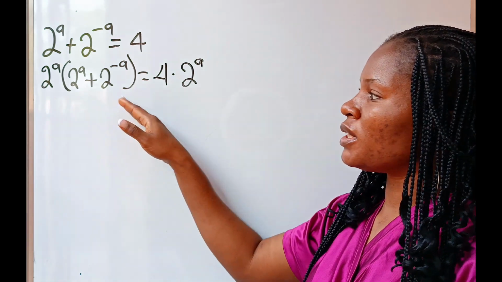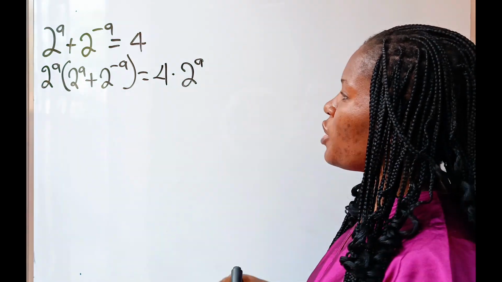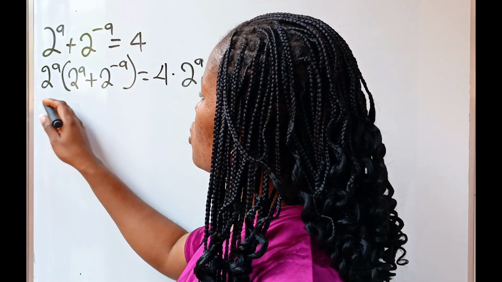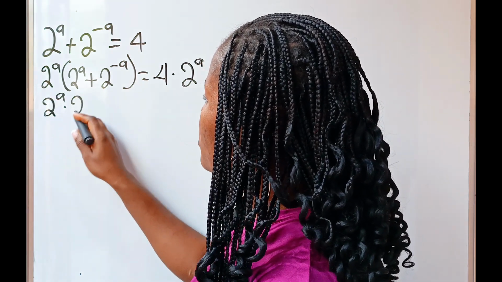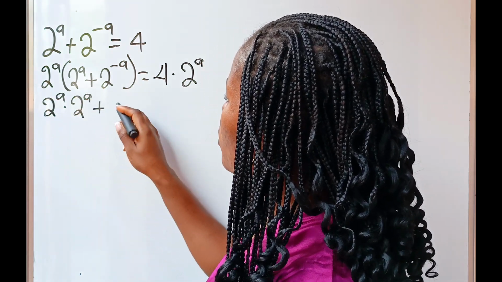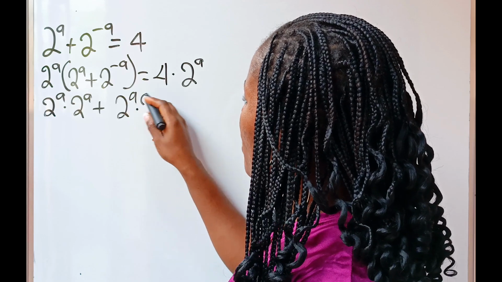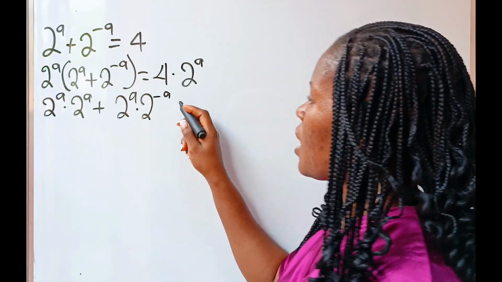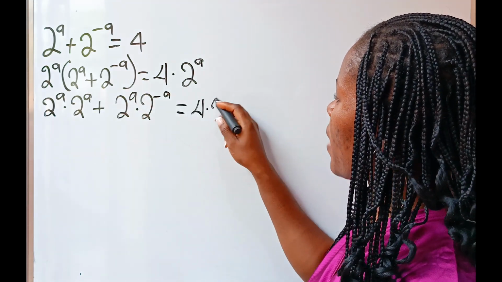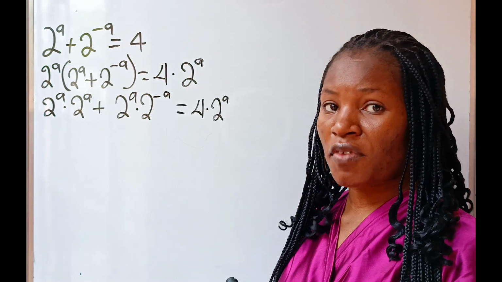Now, let's open these brackets, okay? If we do that, we are going to have 2 to the power of a multiplied by 2 to the power of a plus 2 to the power of a multiplied by 2 to the power of minus a is equal to 4 multiplied by 2 to the power of a.